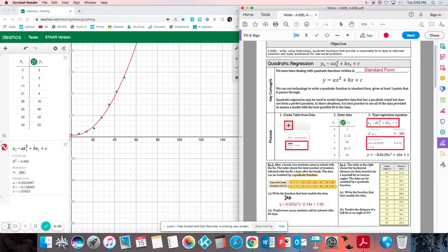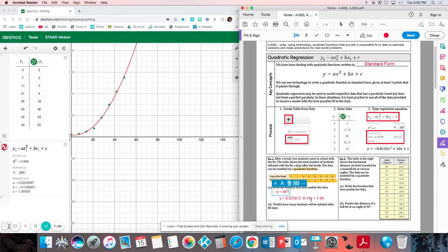Just to help you, what I did was y equals ax squared plus bx plus c. I simply replaced the values of a, b, and c. That's exactly what I did. All right, I have my equation.